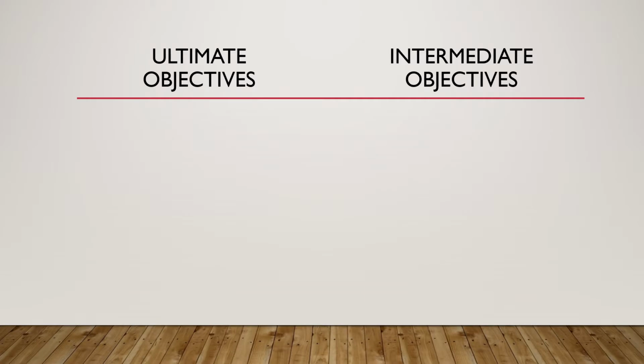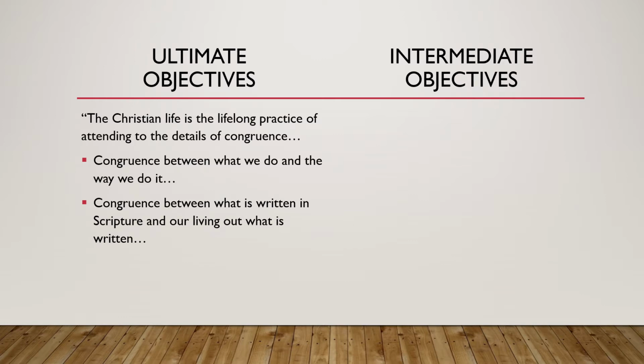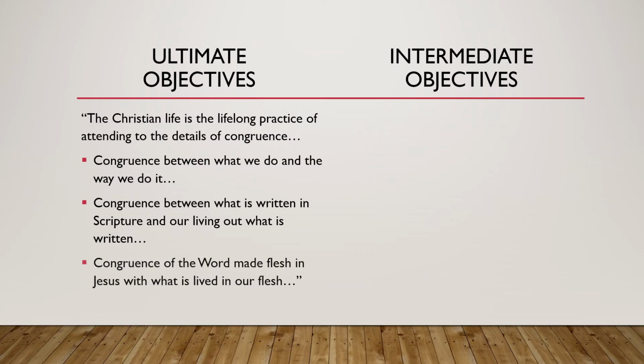So before we go any further, let's talk about ultimate and intermediate objectives. Throughout this chapter on congruency, I wanted to take the idea of congruency and apply it to our Christian life. Eugene Peterson once said the Christian life is the lifelong practice of attending to the details of congruence, such as congruence between what we do and the way we do it, congruence between what is written in Scripture and our living out what is written, and congruence of the Word made flesh in Jesus with what is lived in our flesh.